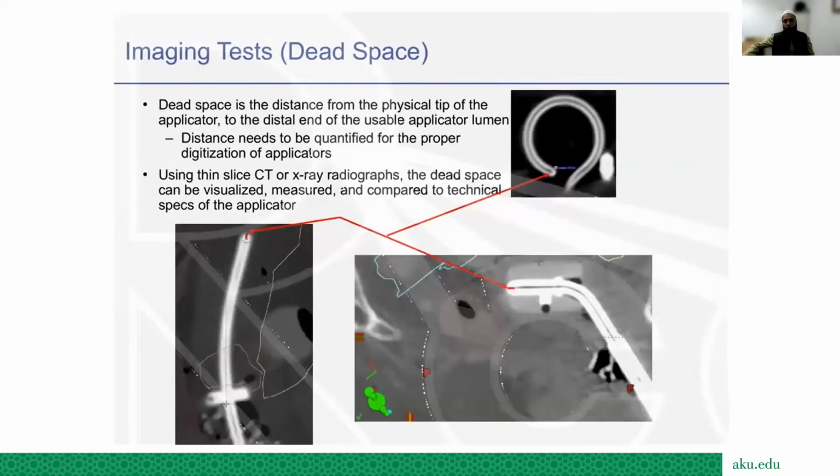Here it is more prominent. You can see, especially with the ring applicator, there is a dead space, and there is this very special thing, the snacking. You can see the snacking as well. I'll be talking about this in the following slides. So dead space you can measure very easily here, and the distance from the physical tip to the center of the first source position.